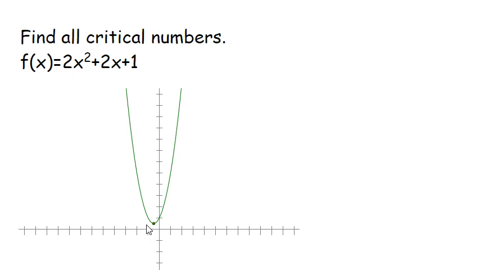So remember, a critical number c must be defined for f of x. In other words, when we plug c in, we've got to get a real number out. So that's something that we need to remember. And to find the critical number, it's pretty simple. You just take the derivative and set it equal to 0. So let's write this down.